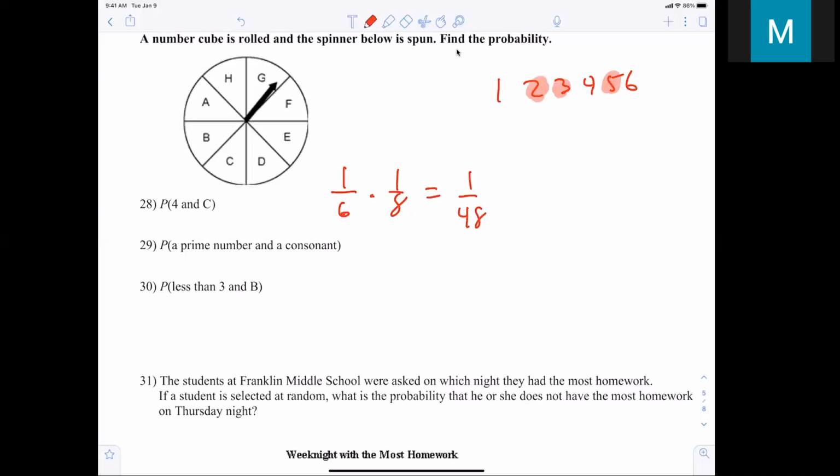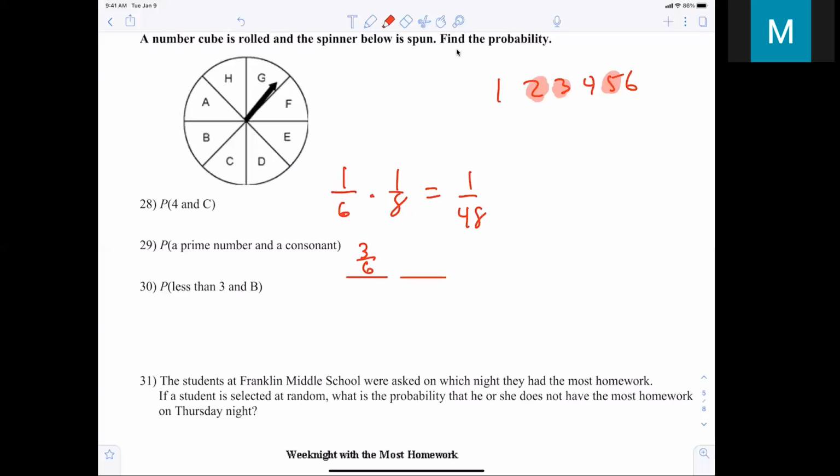Right. So we're doing 2 events again. I really wish you would do this. All right. And so what's the probability of getting a prime number again? 3 out of 6. And then what's the probability of getting a consonant?